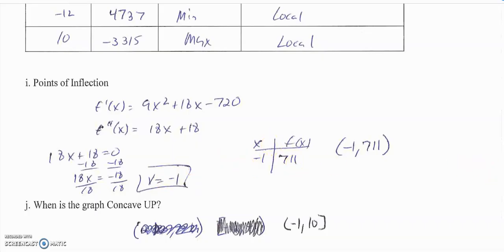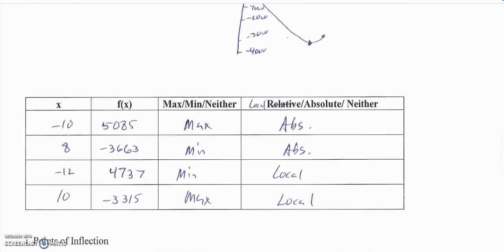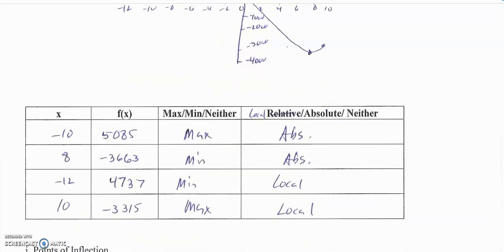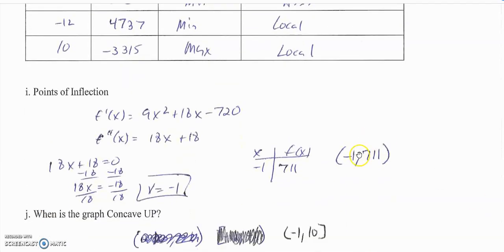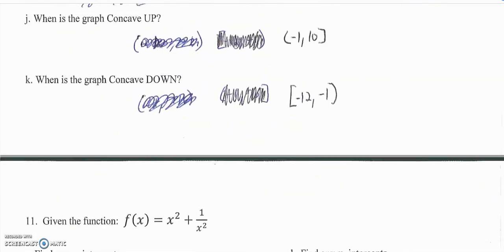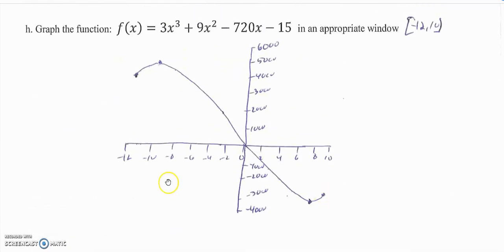So we have an inflection point at negative 1, negative 711, which would be here. That's where it changes from concave down to concave up. So we can verify that with a graph. When is the graph concave up? If you look at the graph, it is concave up from negative 1 on to 10. And when is it concave down? It's concave down from negative 12 to negative 1.